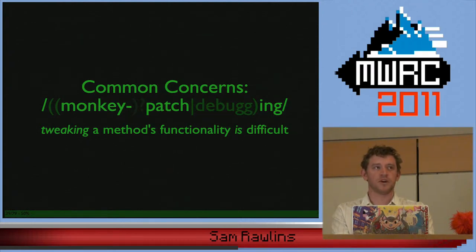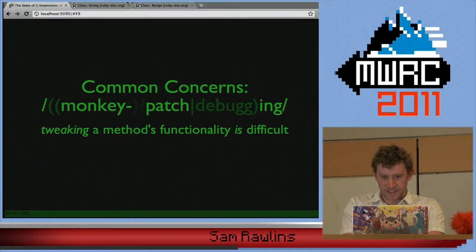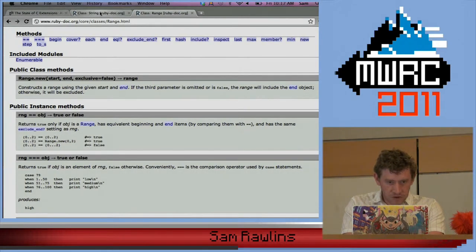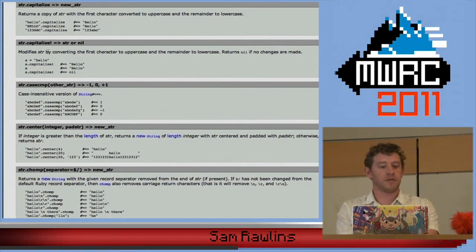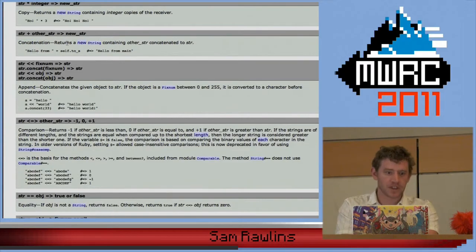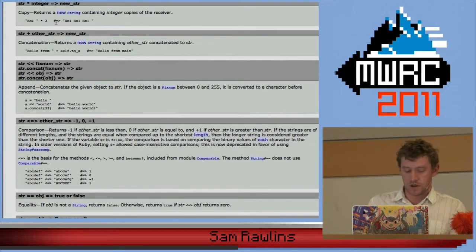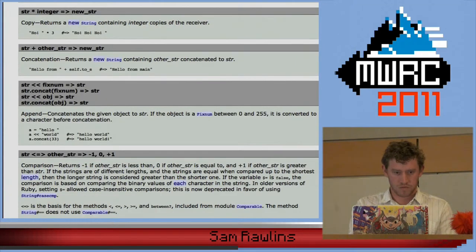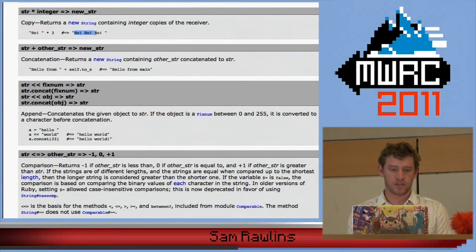For monkey patching, this one I can relate to, I sympathize with. Tweaking a method's functionality is difficult if you just want to monkey patch something. Let's say I have an example here. I believe it was in String. If I wanted to monkey patch String capitalize, or actually a better one was String star. Here we go, they give you some neat documentation. Okay, so if I say ho times three, it's going to repeat the string three times. But maybe I want to monkey patch it and add an optional parameter that's a delimiter. So I'll add that exclamation and space myself so that I can just do it between the iterations.